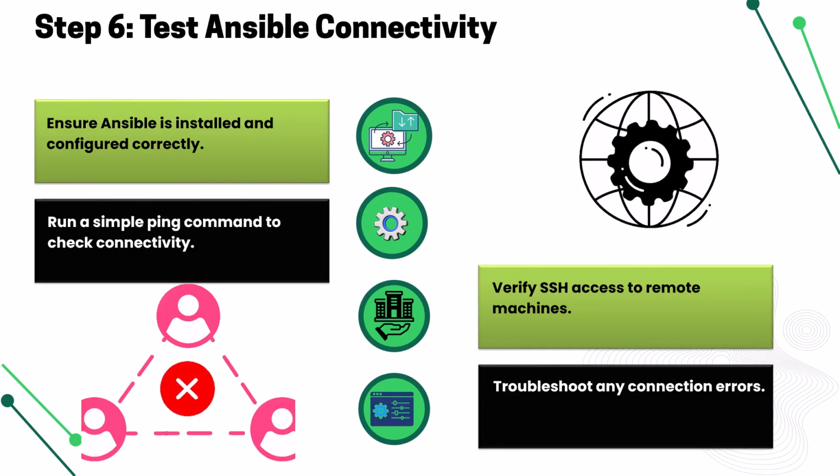Alright folks, before we dive deep into Ansible, let's make sure it's actually working. First, we need to check if Ansible is installed and set up properly, kind of like making sure your Wi-Fi is on before you complain about slow internet. Then, a simple ping test will confirm if the connection is solid. Don't forget SSH access. If that's broken, Ansible won't be talking to any servers. And of course, if things go south, we troubleshoot like pros.